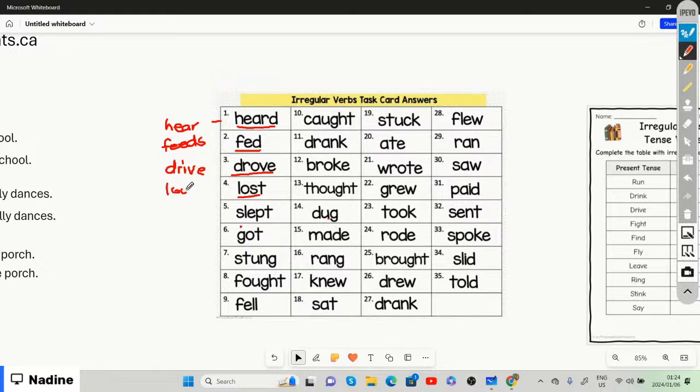And then the next one is slept. And slept is in the past tense. I slept very well last night. But now I sleep very well. Sleep is in the present tense. I got party packets. That's in the past. Now I get nothing. Get is now.